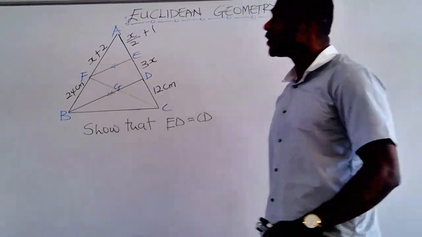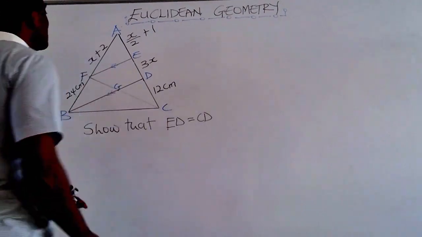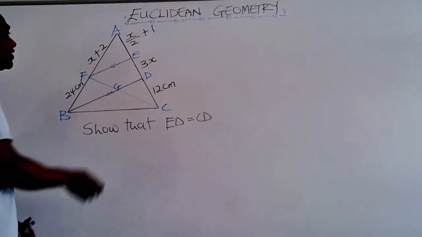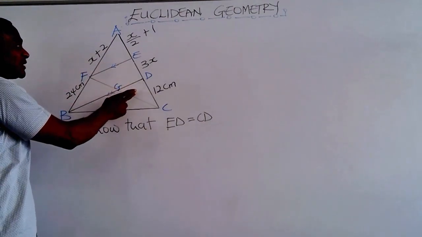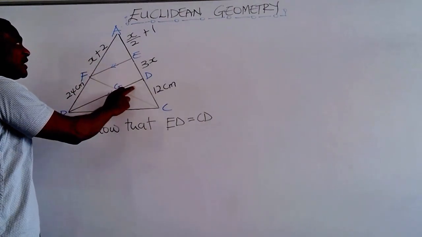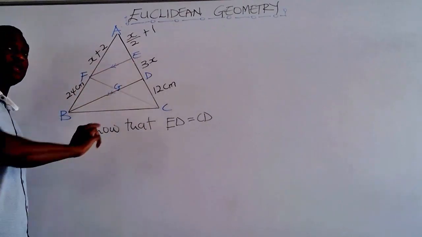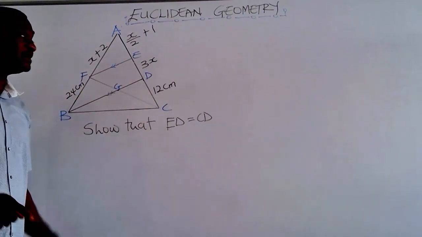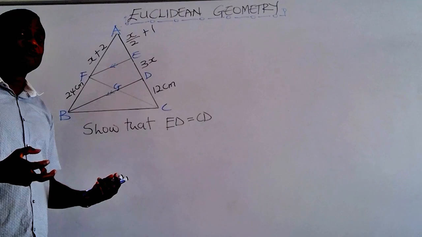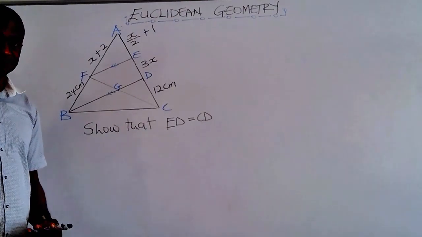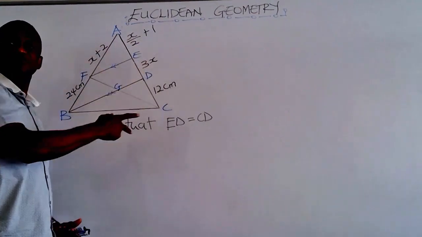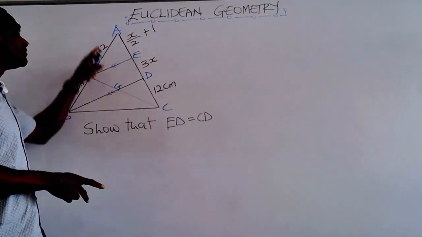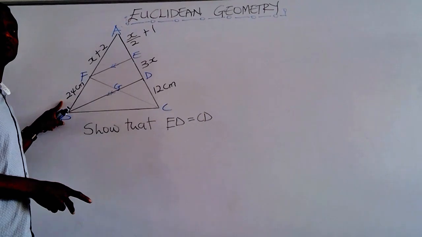Now, how do we go about it? We use the proportionality theorem, which says that if two parallel lines are involved in a triangle, then those two parallel lines will divide the lines proportionally. Remember, proportionally is different from the midpoint theorem. The midpoint theorem divides equally, but this divides proportionally.